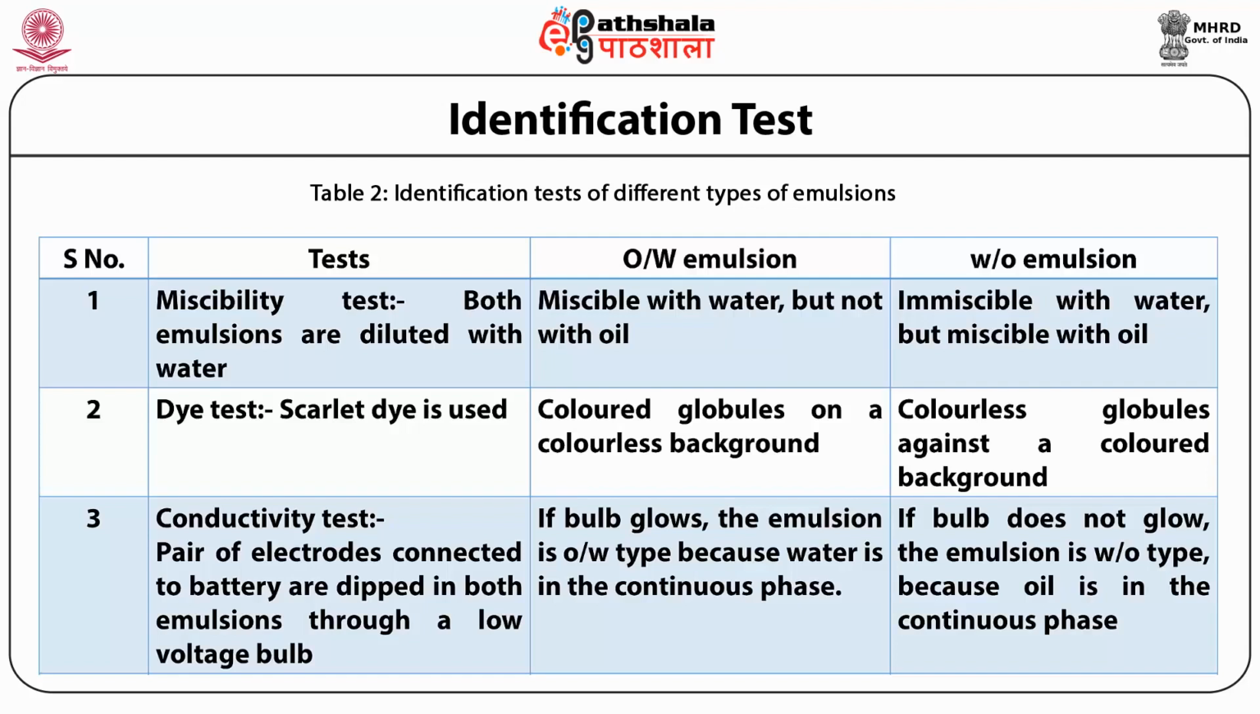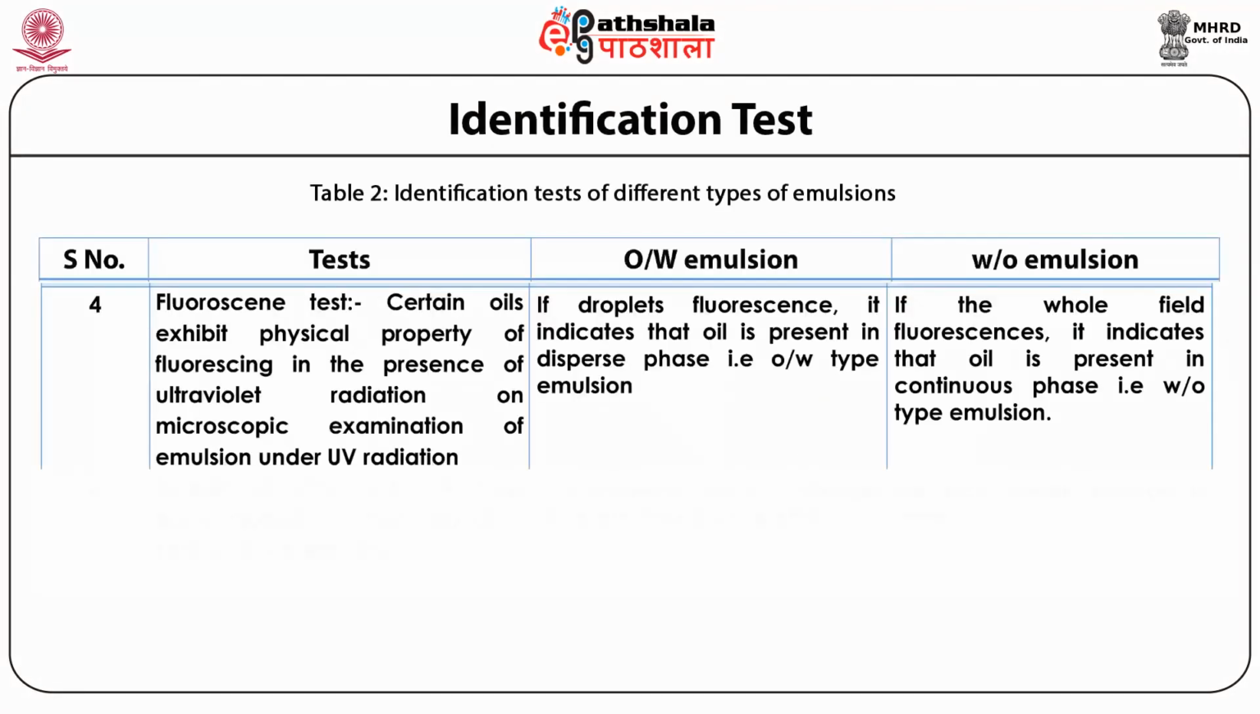In the case of a water and oil emulsion, the bulb does not glow, which clearly is because there is oil in the continuous phase, which is not a good conductor of electricity. The fourth test of identification is the fluorescence test.